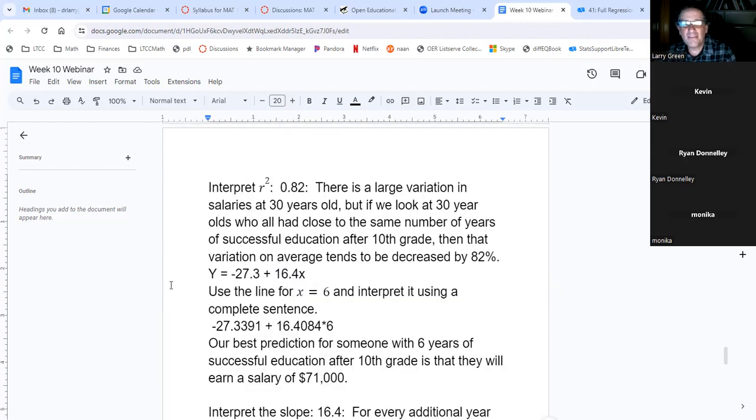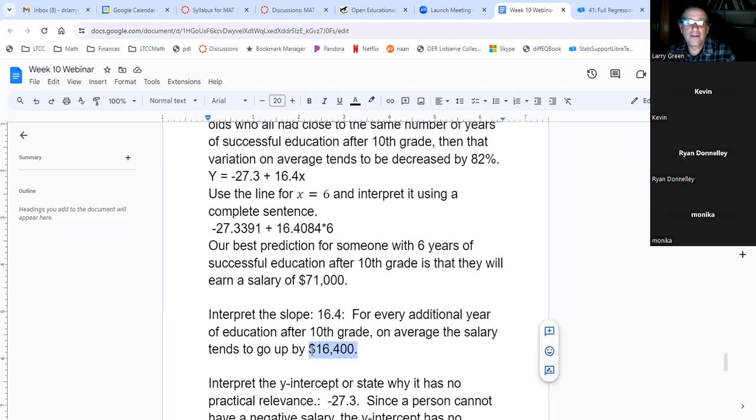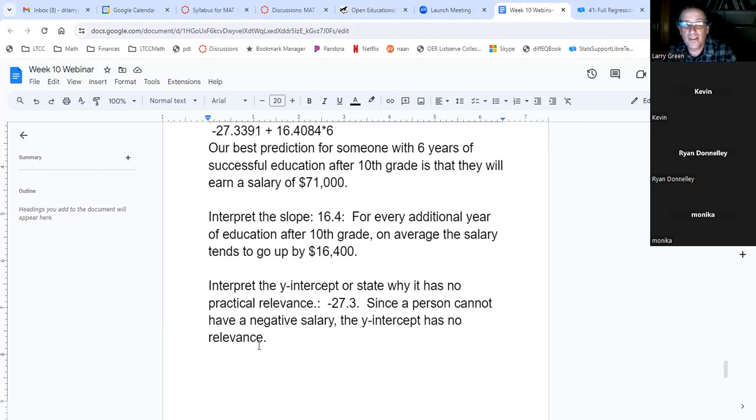Okay, let's look at the y-intercept. So first thing, is it possible for somebody to not have any education after 10th grade? Yeah, that can happen. Is it possible to have a salary of negative $27.3 thousand a year? No. Okay, so there's no relevance.